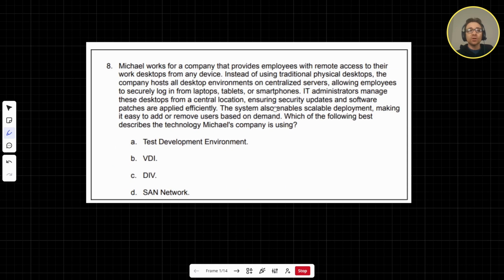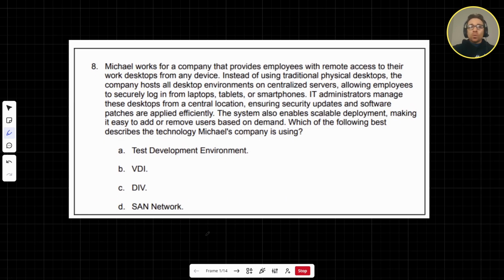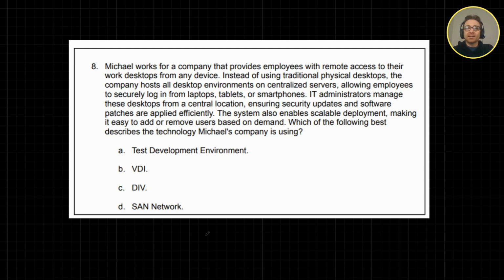Now, moving on to the next question, which reads, Michael works for a company that provides employees with remote access to their work desktops from any device. Instead of using traditional physical desktops, the company hosts all desktop environments on centralized servers, allowing employees to securely log in from laptops, tablets, or smartphones. IT administrators manage these desktops from a central location, ensuring security updates and software patches are applied efficiently. The system also enables scalable deployment, making it easy to add or remove users based on demand. Which of the following best describes the technology Michael's company is using?